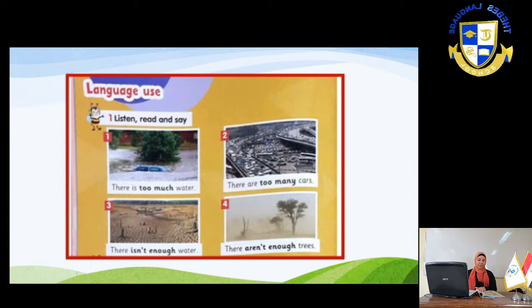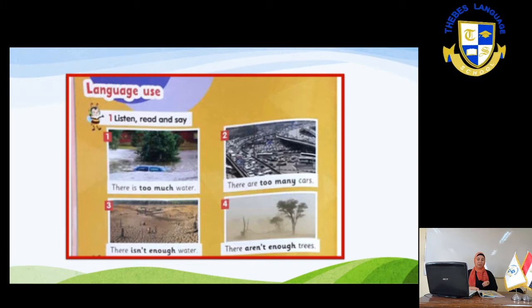The first one is, there is too much water. I want you to listen carefully because this is our grammar lesson today. Number 2, there are too many cars. So we said too much water, too many cars.